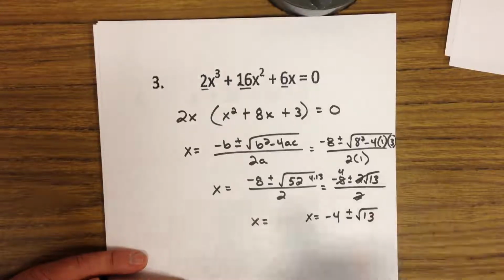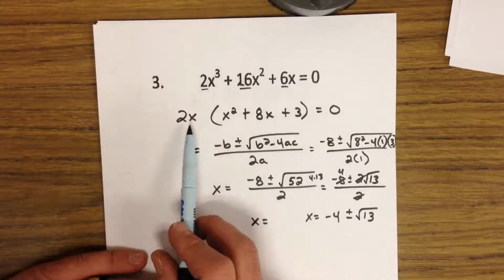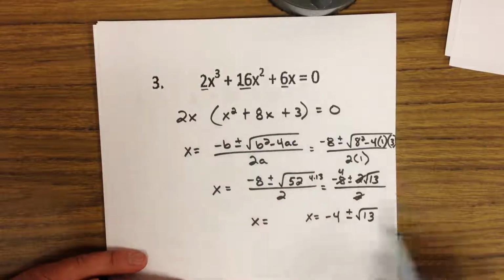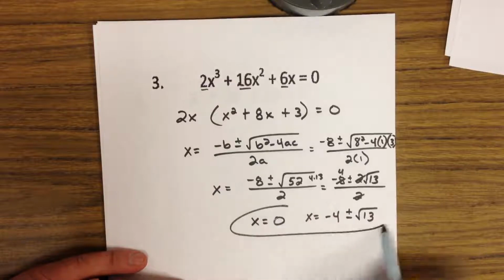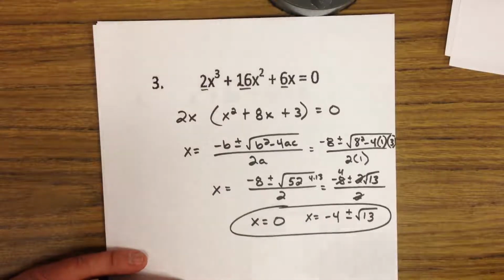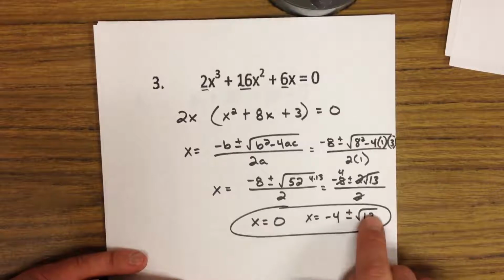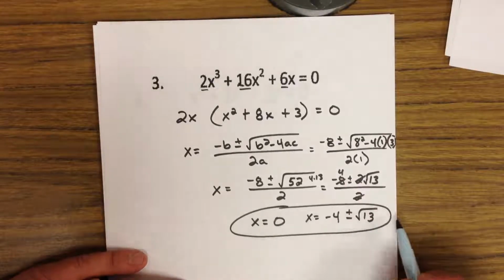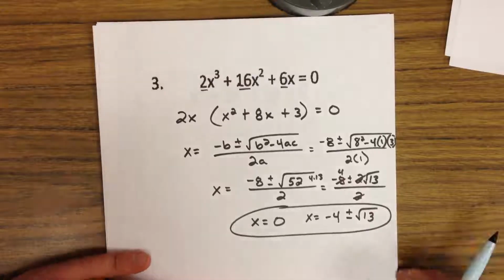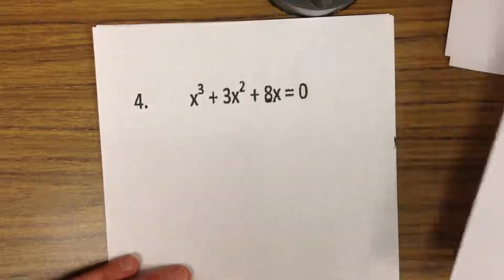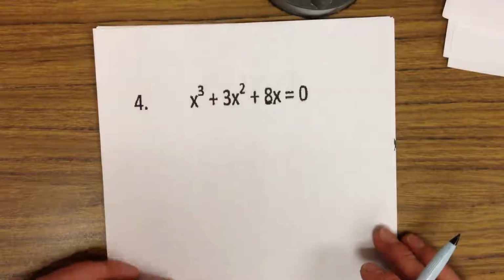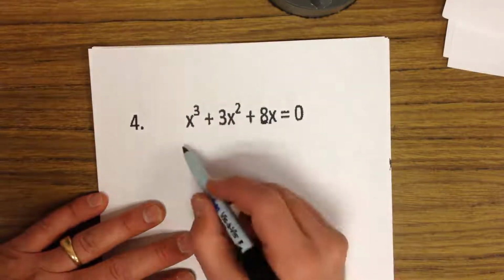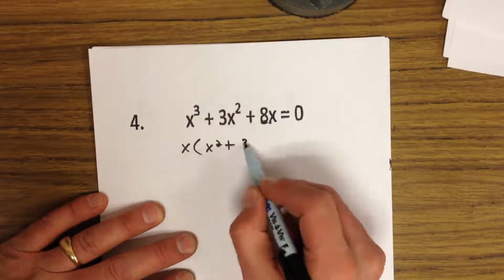And don't forget, x equals 0 also makes this 0. 2 times 0 is 0, and 0 times anything is 0. So that is also an answer. So this is really 3 answers here. Negative 4 plus radical 13 and negative 4 minus rad 13. Okay, number 4 here. Again, start the same way.